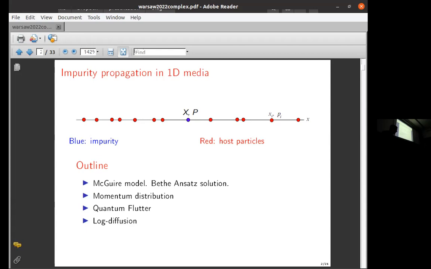And here's the outline of my talk. I will present a very specific model that corresponds to this situation. And then for this model, I describe three physical questions, namely, what is the momentum distribution of the impurity in the ground state, let's say. What are the dynamical properties of an impurity injected with some momentum? And what are the correlation functions, so what is the spectral function of the impurity? And there we will see that instead of normal diffusion, we see some kind of logarithmic diffusion.